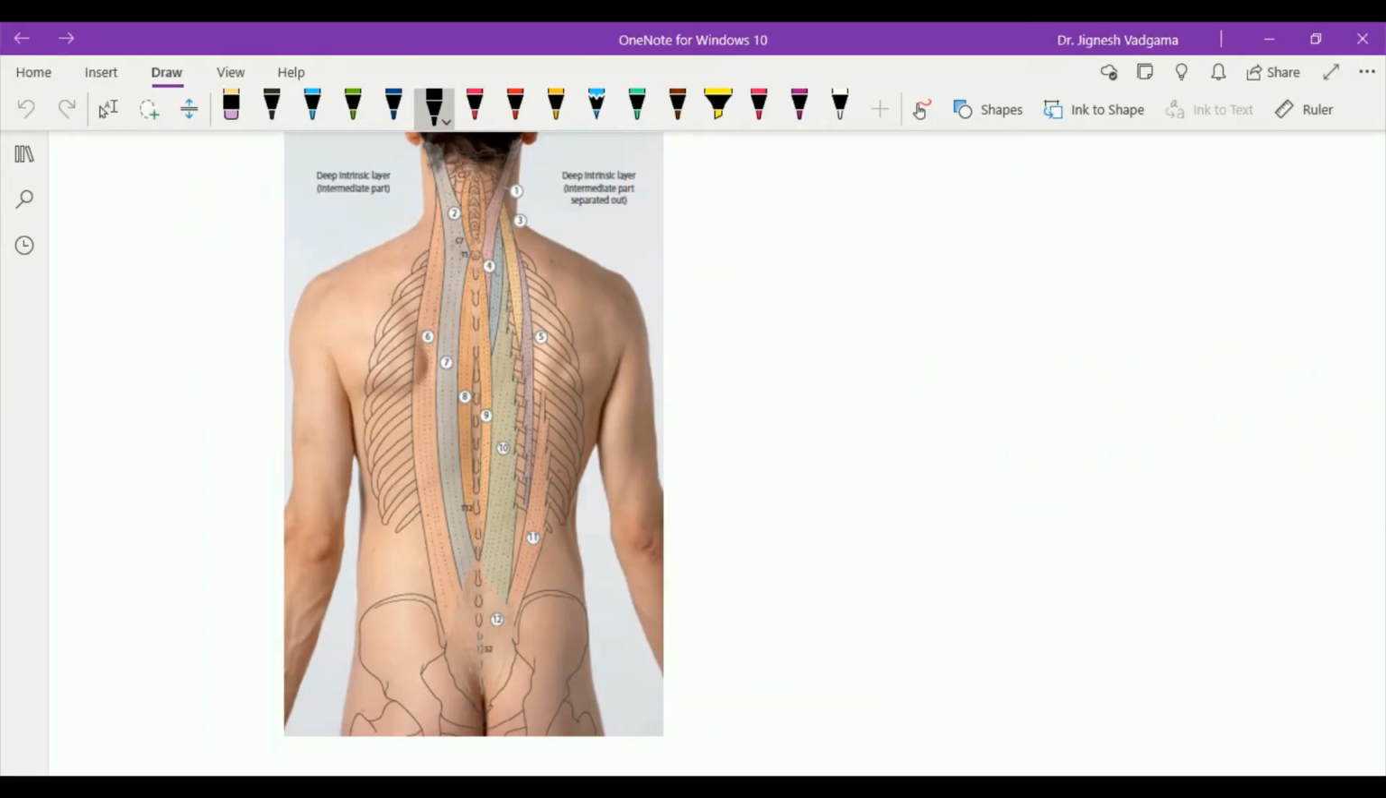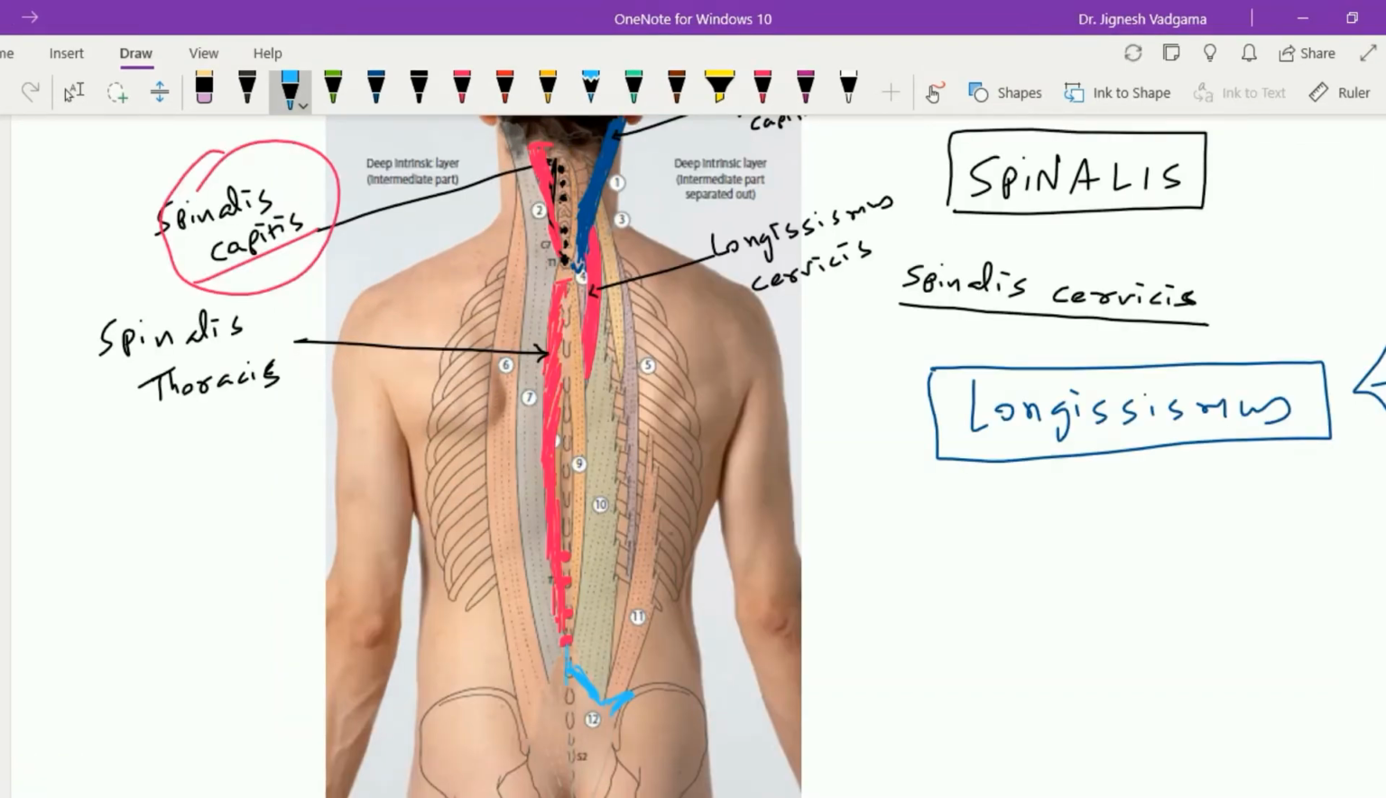Now let's see the spinalis part first. As we already discussed, the spinalis part is the most medial part of the erector spinae muscle, and in this figure we can appreciate that this portion is the most medial part. It arises from the spinous processes of the lumbar vertebrae, as well as from the transverse processes of the lower thoracic vertebrae, and this group of muscle passes upward and inserts over the second to 12th ribs.